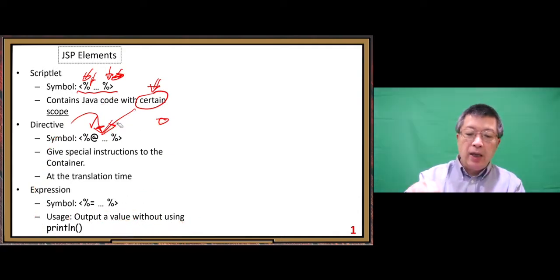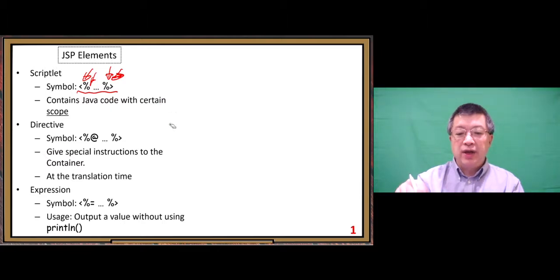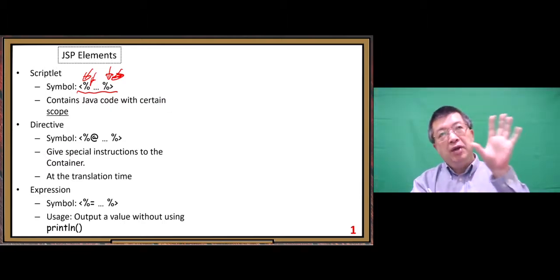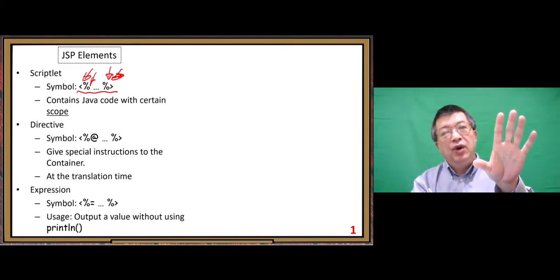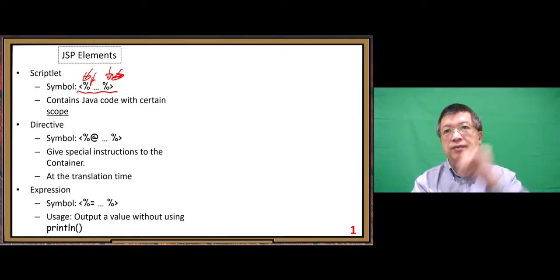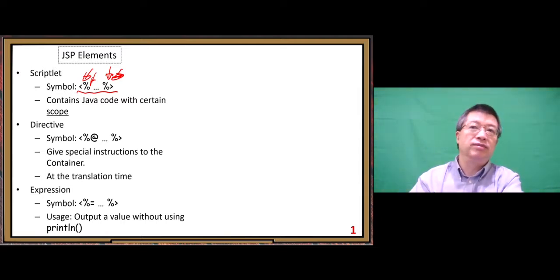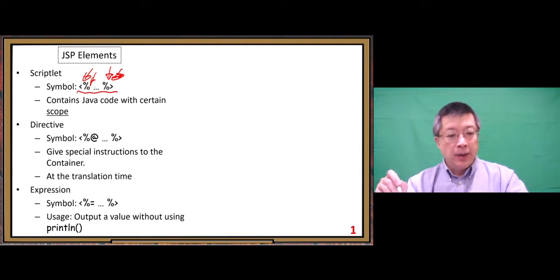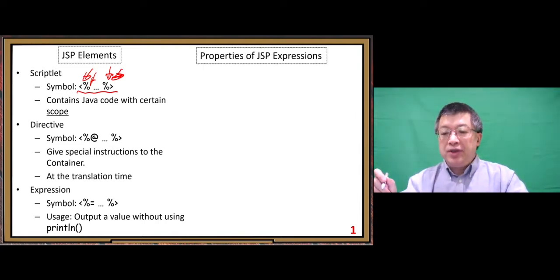But there is some restriction. The restriction is that you are expected to output a string value or a value that can be converted to a string. Next, properties of JSP expressions.